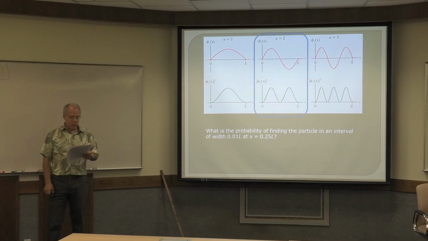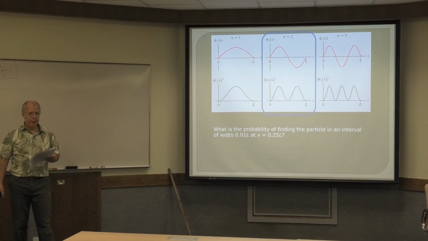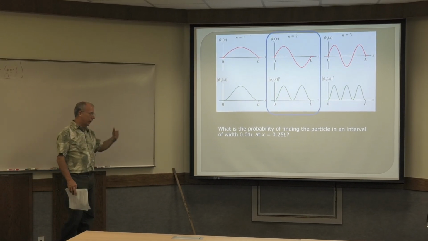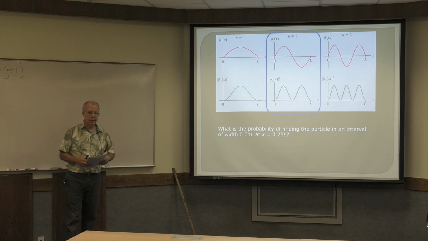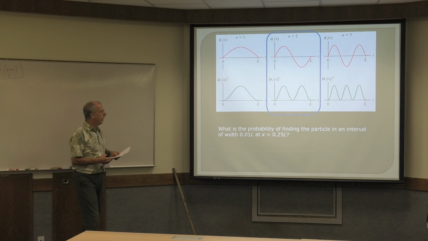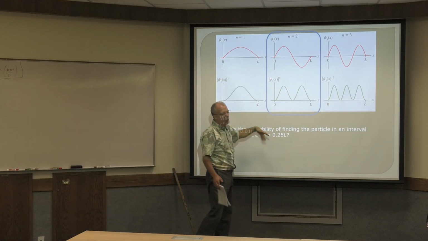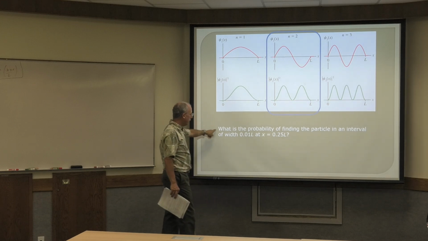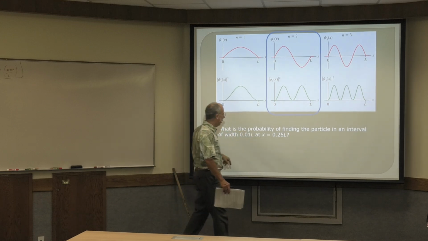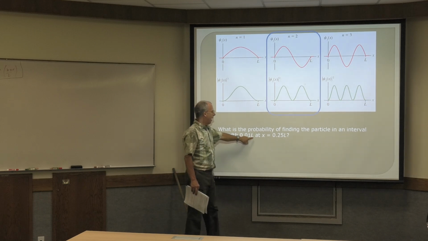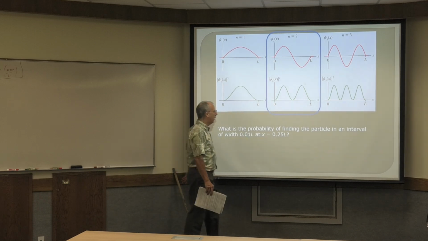Okay, so we've solved for the wave function for the infinite potential well. Now we want to practice with it, and we're going to use some of the things that we learned in the previous chapter. So here we go. We're going to concern ourselves with the n equals 2 state for no good reason, and we want to find the probability of finding the particle in an interval of 0.01 L at x equals 0.25 L.